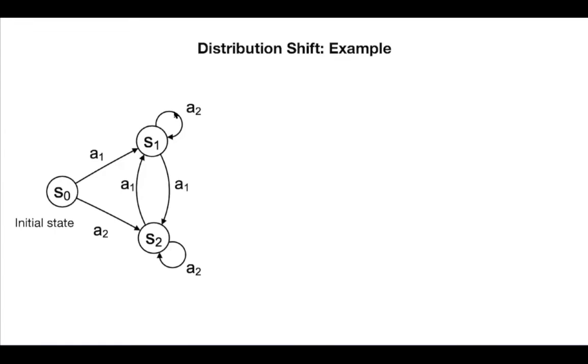Right? So let's look at this very simple Markov decision process. S0 is the initial state, and I have two actions, A1 and A2. And everything is deterministic.